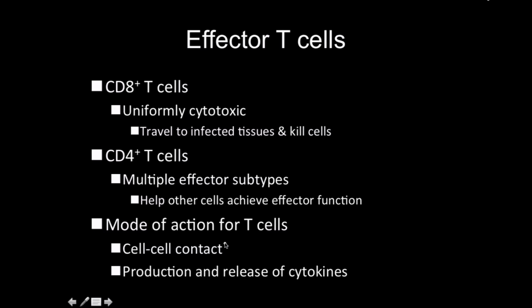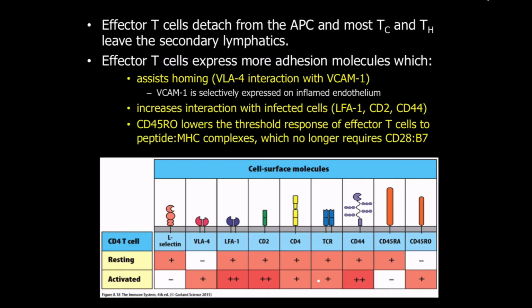So everything that your helper T cells and cytotoxic T cells, to an extent, do works by direct contact with cell, one cell at a time, which usually on the spot will result in the production and release of whatever type of cytokines we need to be making for that type of infection that we're dealing with. And certain types of effector T cells are going to detach from the antigen-presenting cells, and most, the C here means cytotoxic, so cytotoxic T cells, and then helper T cells are going to leave the secondary lymphatics. The effector T cells express more adhesion molecules for the homing action, for interacting with infected cells.